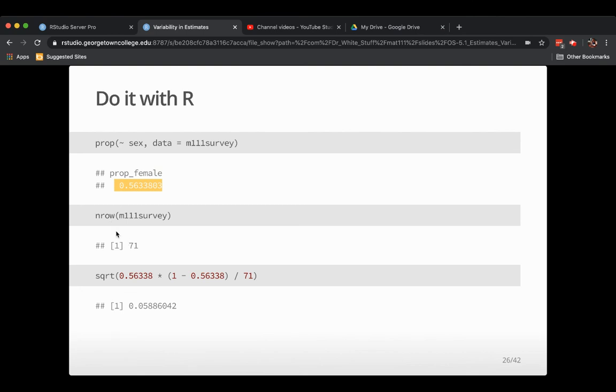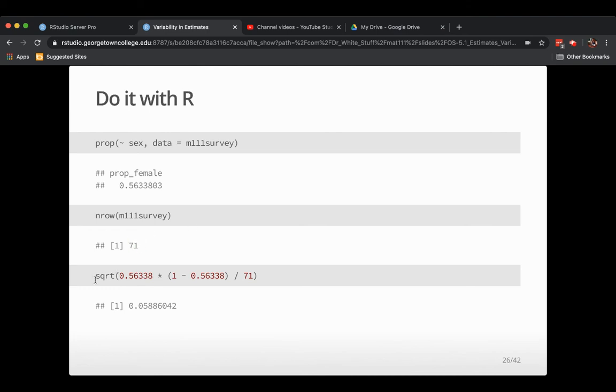If you're ever in doubt about the sample size when you're working with a data set, just ask for how many rows there are in the data set. That would be your sample size. And you come out with 71. That'll work for you as long as everybody in the data actually answered the question.